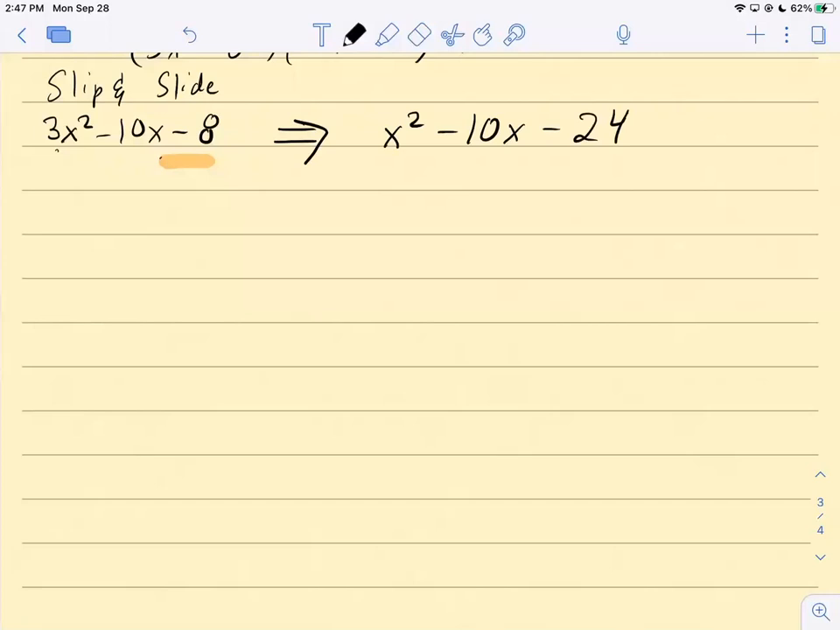How does x squared minus 10x minus 24 factor? What are the two factors of x squared minus 10x minus 24? Negative 12 and 2. Nice. So you get x minus 12 times x plus 2.